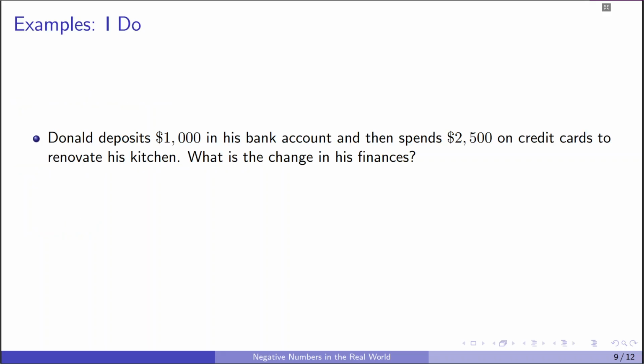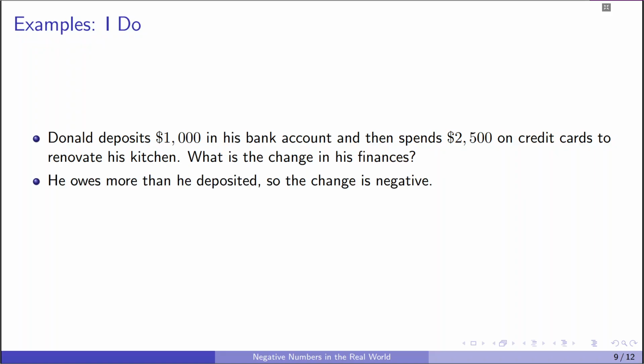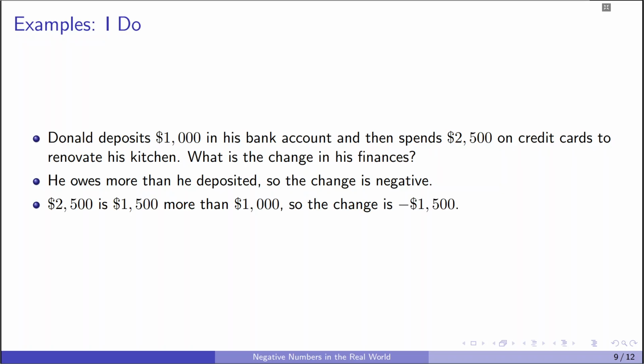So, Donald deposits $1,000 in his bank account and then spends $2,500 on credit cards to renovate his kitchen. What is the change in his finances? Well, we'll do it step by step. He owes more than he deposited, so the change is going to be negative. 2,500 is 1,500 more than 1,000, so the difference between them is 1,500. Because the change is negative, the change is negative $1,500.